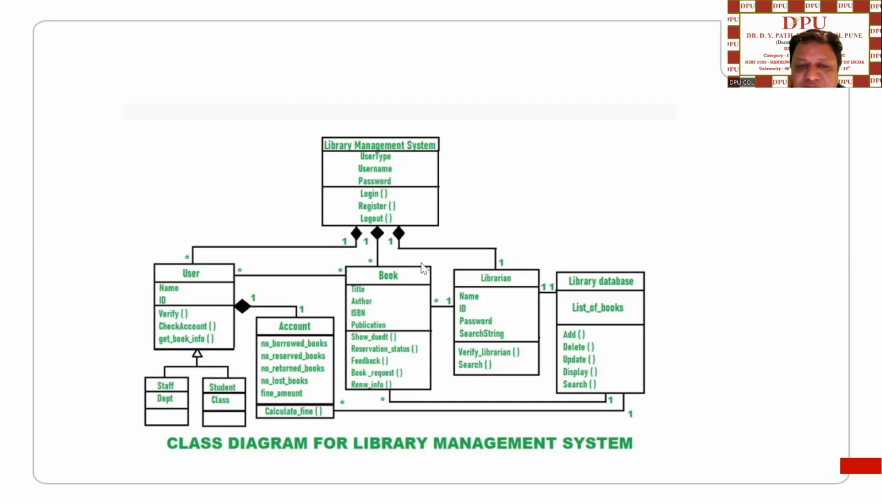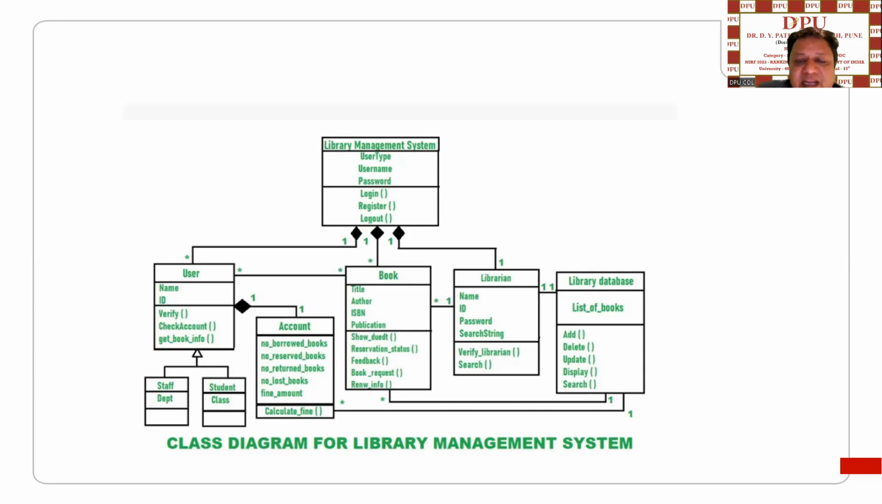In the same way, if you see the details of the library database class, you can see the list of books here as an attribute. And what can be the methods of that library class? Adding a book, deleting a book, updating a book, displaying the books, and searching the books. So if you want to develop your application by using the concept of class, that is basically OOPS, then I can use the class diagram for a library management system.